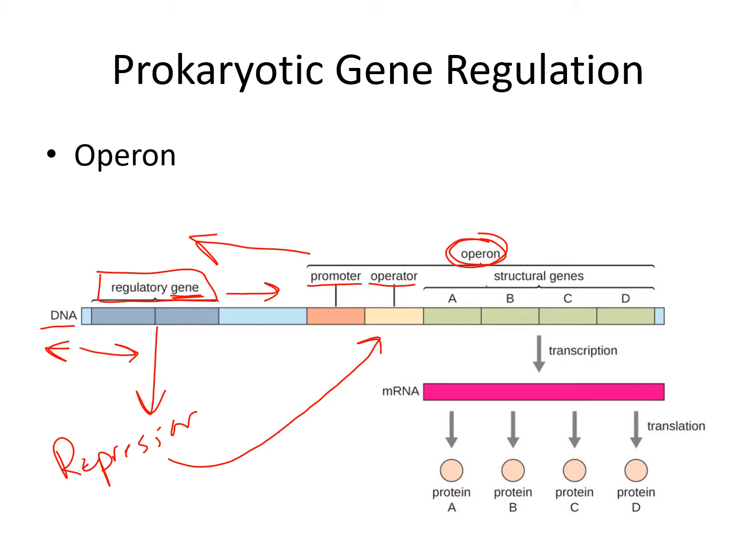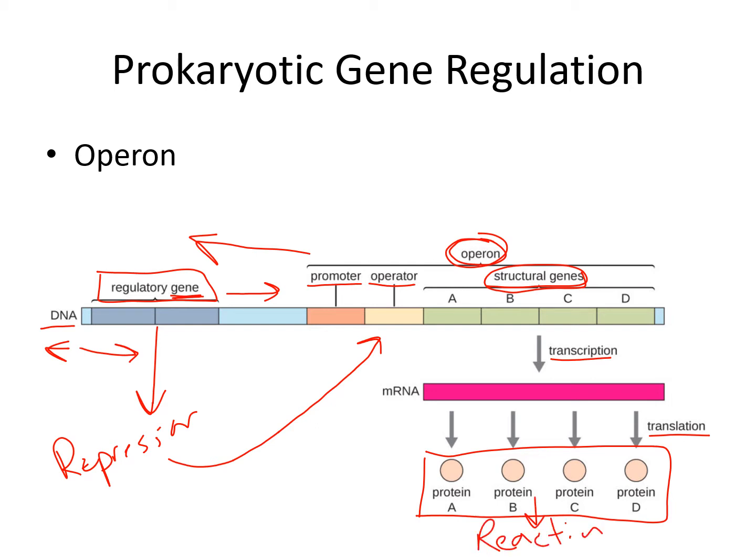Downstream of the operator, you run into the structural genes. And these are the genes that will actually be transcribed and then translated into the actual proteins, which most often are a type of enzyme. And so they will catalyze some sort of reaction. And then downstream of the structural genes, you'll have the terminator. And remember, the terminator signals the end of a gene. So a gene is all of the DNA between the promoter and the terminator. So this is the structure of an operon.